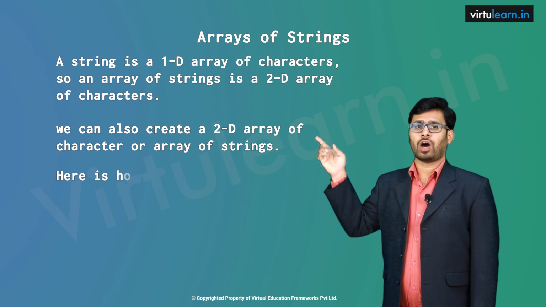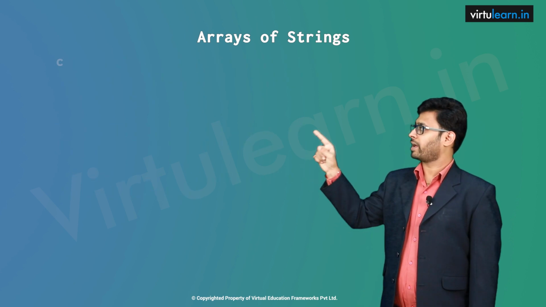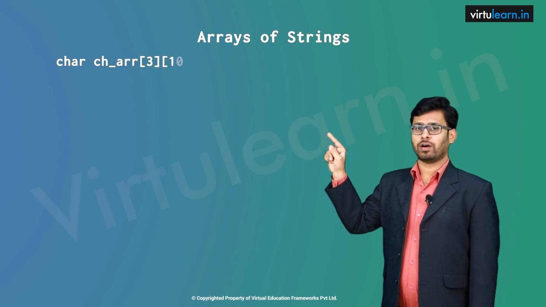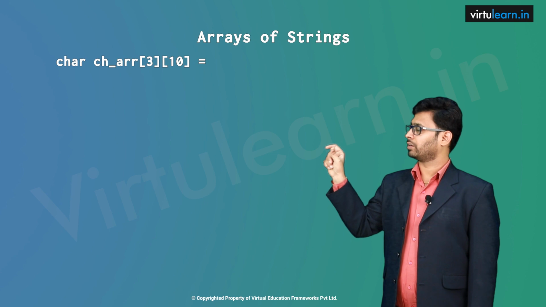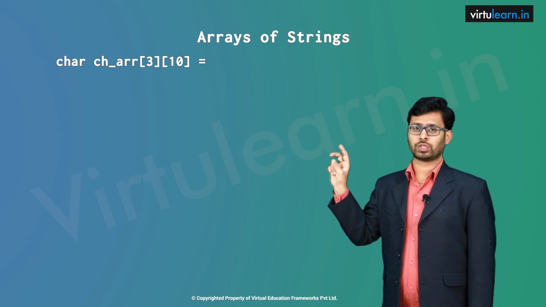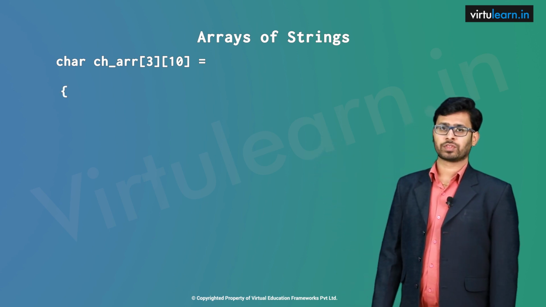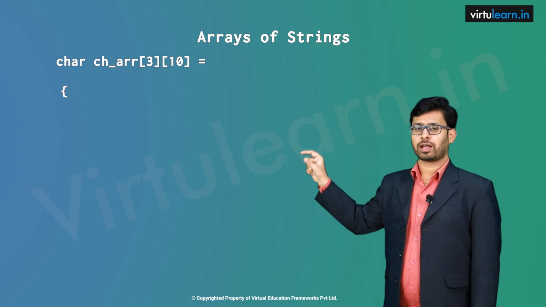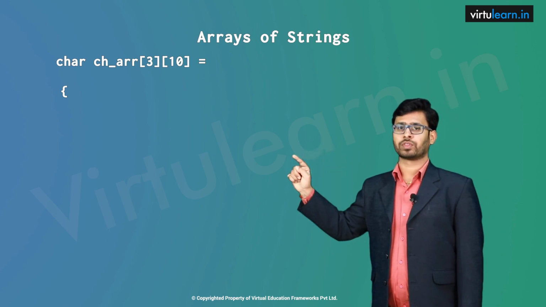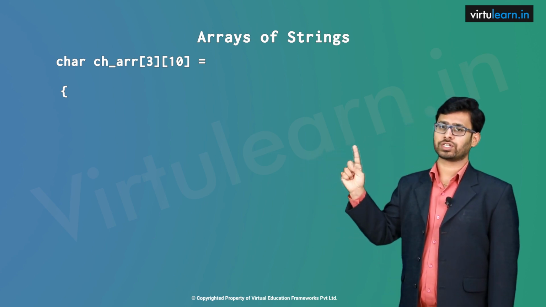So here is how we can declare a two-dimensional array of characters. Let's take char ch_array[3][10], where 3 is the number of rows and 10 is the number of columns. There are two subscripts, which is equal to within the curly brace. So I am going to open one more curly brace, and within that I am going to write Aravind. Each and every individual character will be in single quotations.